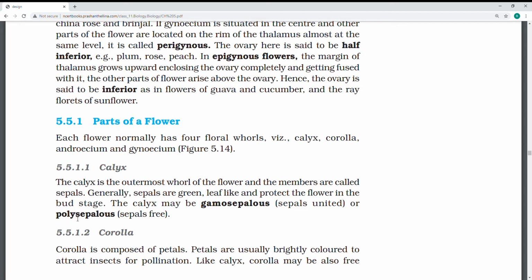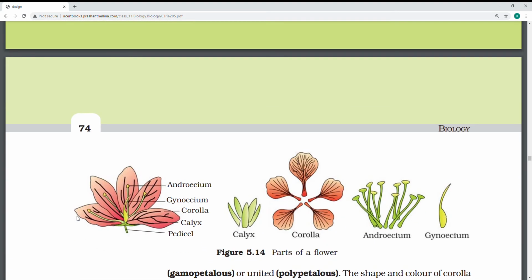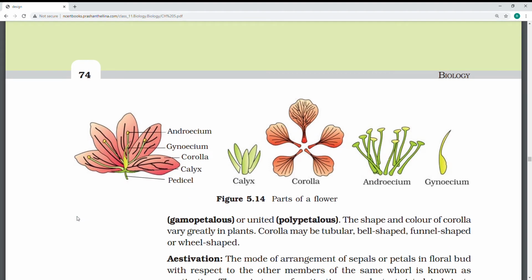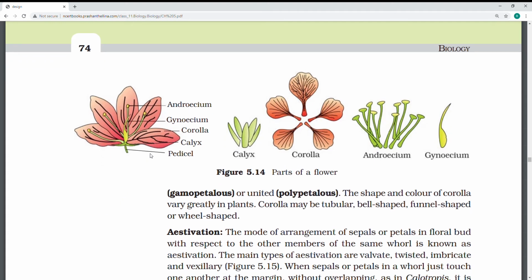The corolla is composed of petals. Petals are brightly colored for pollination. See the same diagram here, parts of a flower. Here they have given the stalk. This green color is the calyx. Then this is called the corolla and the androecium. These are the anthers. This is the stamen.